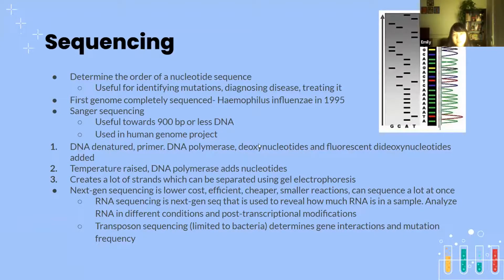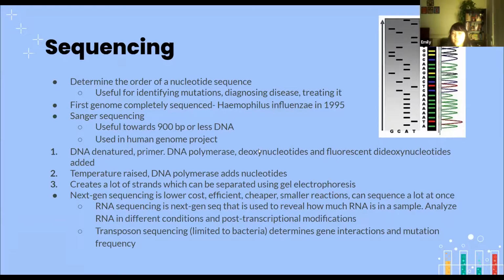Sanger sequencing is one type of sequencing, and it's useful if you have 900 or fewer base pairs of DNA, and it was used in the Human Genome Project. The Human Genome Project was started in 1993 and completed in 2003, and it dealt with sequencing the entire human genome. So all of our genes were sequenced. There are 3 steps. First, DNA is denatured, so that means it's broken down. Then the temperature is raised, and DNA polymerase adds nucleotides. This creates a lot of different strands of DNA that can be separated using gel electrophoresis again.